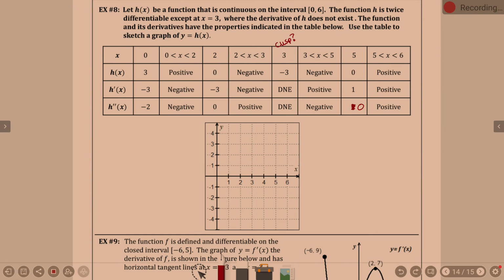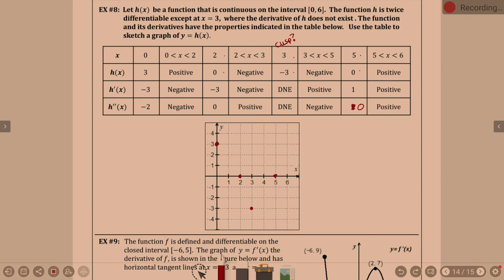Okay, so we have all this information. First of all, we have some points here, yes? When x is 0, h is 3. What's that going to tell me on my graph? I have a point at 0, 3. I have a point at 2, 0. I have a point at 3, negative 3. And I have a point at 5, 0. Easy enough?